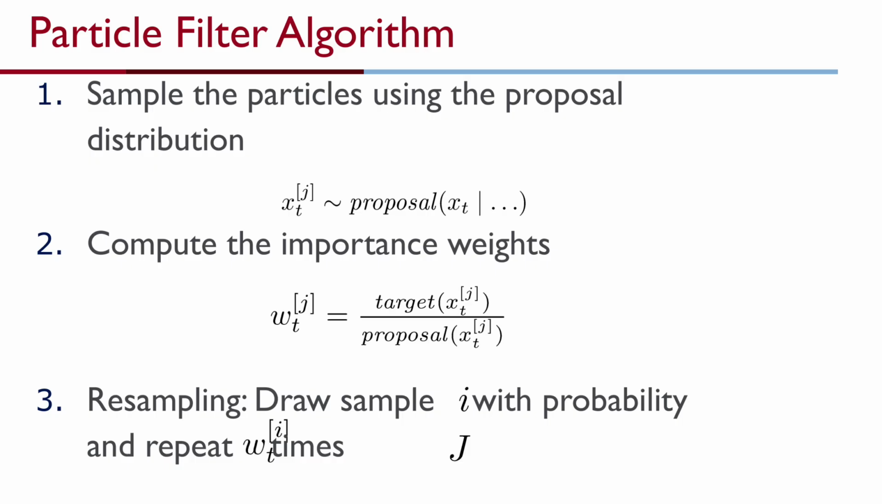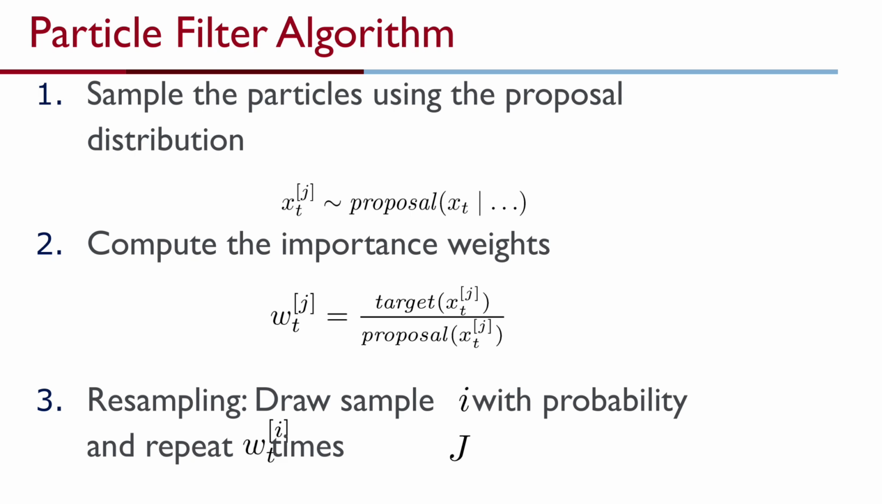Second, we compute the importance weights. For each particle, we evaluate how well the target function, or the true posterior, matches the proposal distribution at that point. The ratio between these two values gives us the correction weight. This tells us how different the proposal was from the distribution we actually want to approximate.